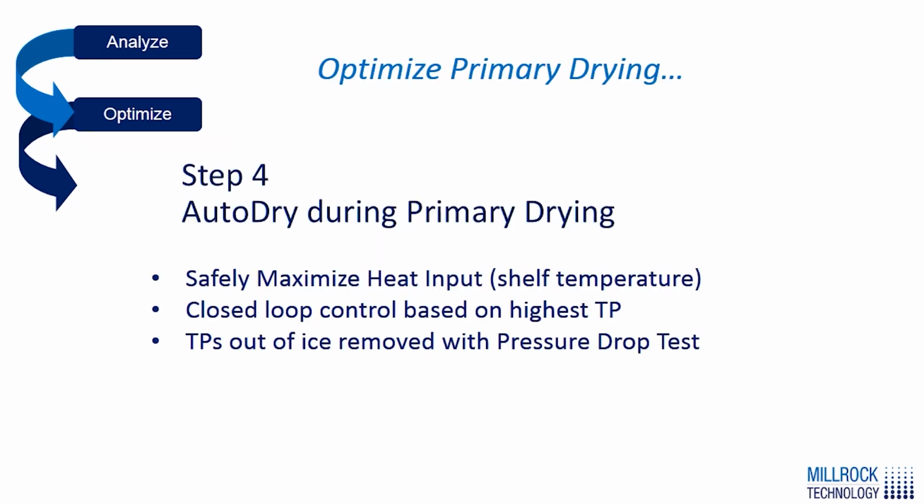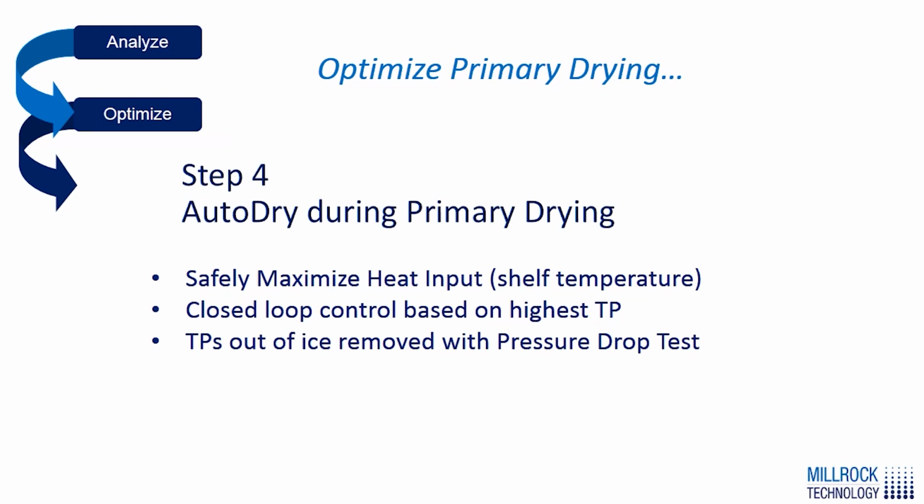Now that we've completely optimized freezing through both controlled nucleation and the use of AccuFlux for post-nucleation heat flow control, we can finally take a look at optimizing our primary drying. The feature we use to optimize our primary drying is called auto-dry, which is based on closed loop feedback based on the thermocouples in your product.